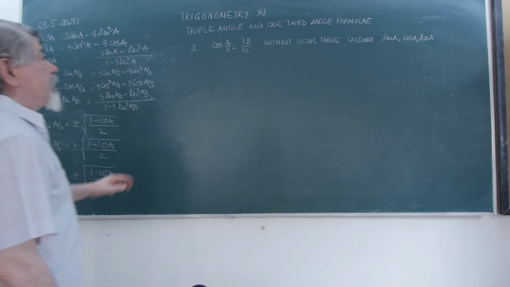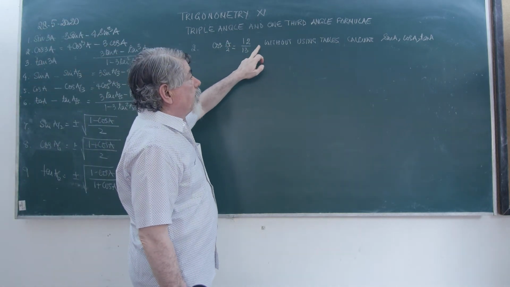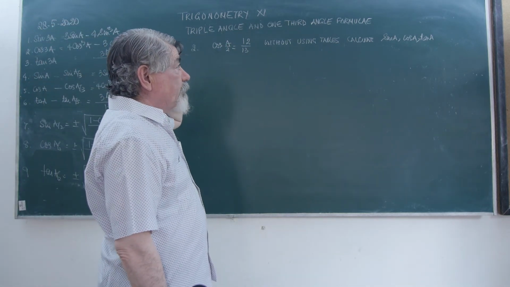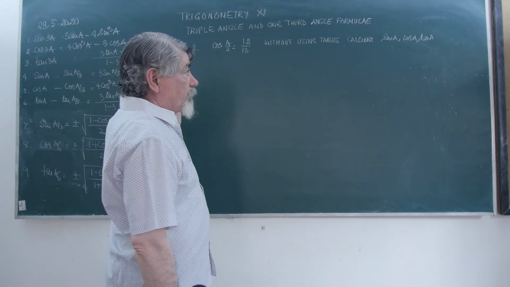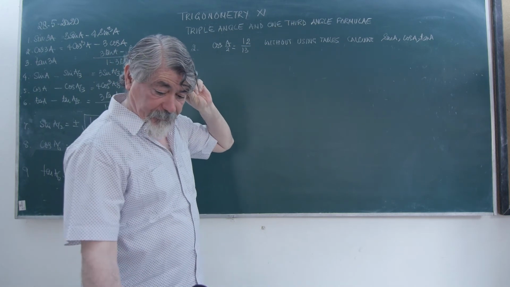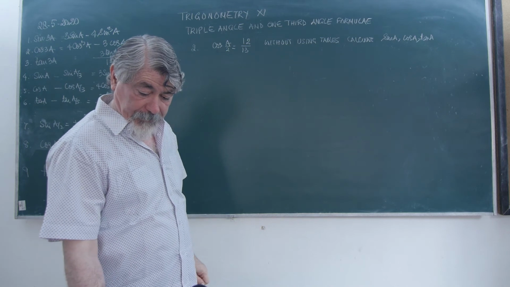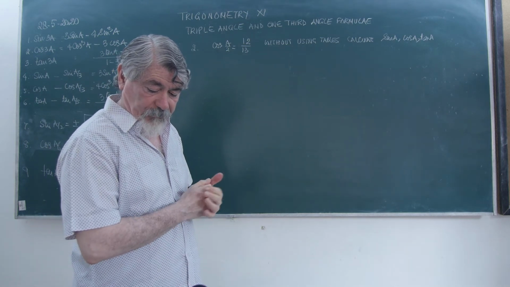We have cos A by 2 as 12 upon 13. Without using tables, we have to calculate the value of sin A, cos A and tan A.